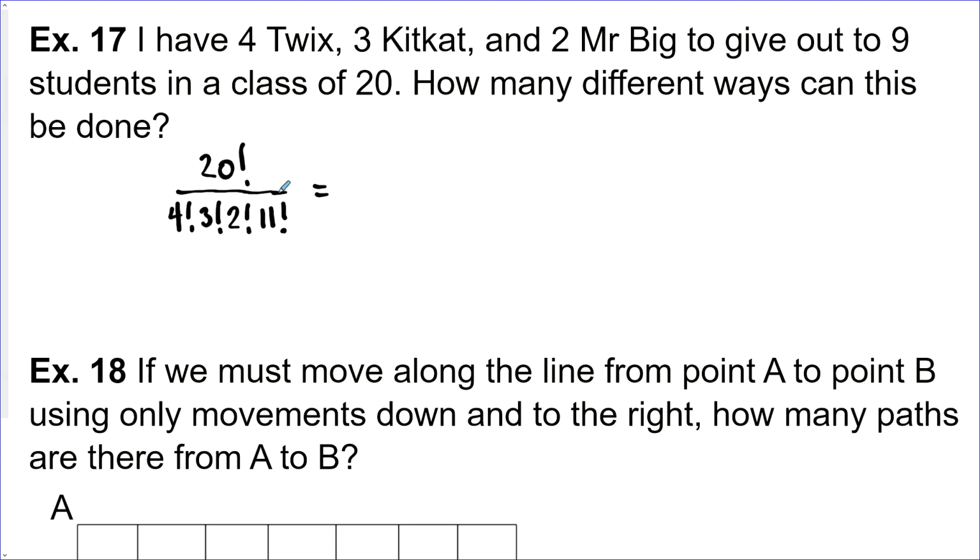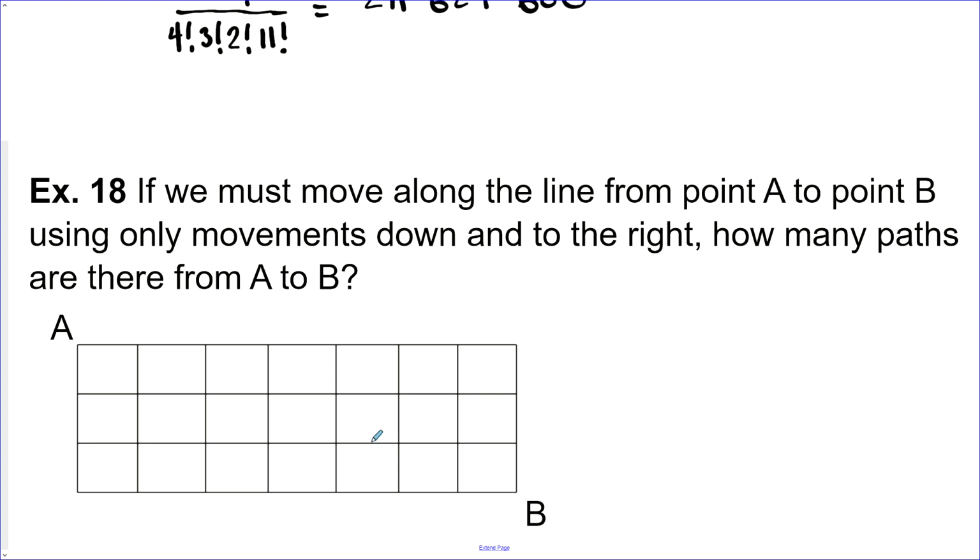Okay, and we can multiply that out and get 211,629,600. These next questions here are pretty fun, but we don't tend to use these questions in this course. If we want to move from A to B, and we can only use movements down and to the right, how many paths are there from A to B? Now, we don't want to move left or up, because then we could just start going in circles, and then there'd be infinitely many paths, and we don't want to do that. So just down and to the right.